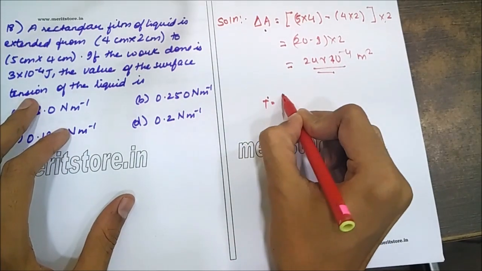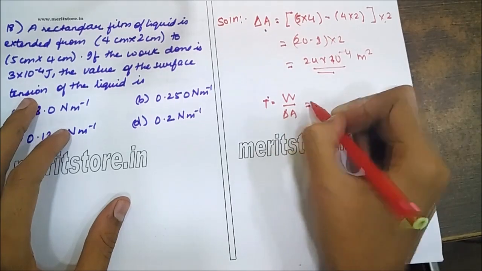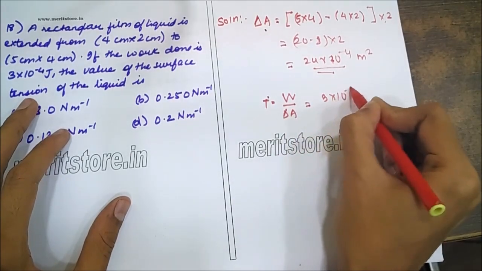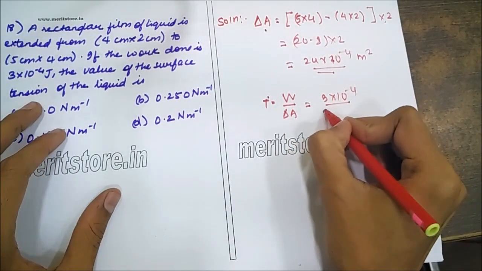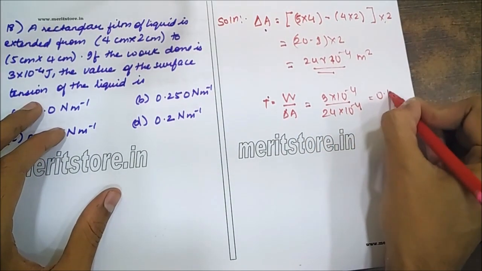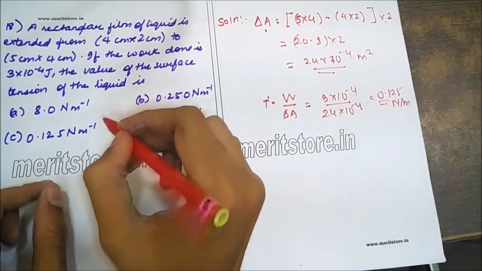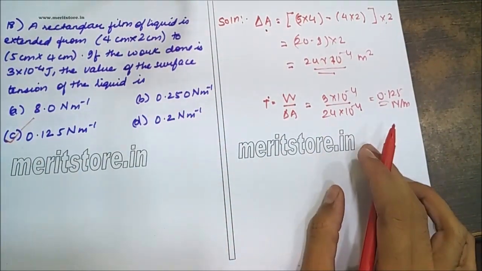So surface tension is equal to work done upon the total area. So that is 3 into 10 to the power minus 4 of work done on an area of 24 into 10 to the power minus 4. So the surface tension is 0.125 Newton per meter. So C is the correct option.